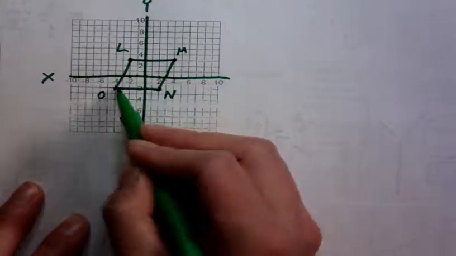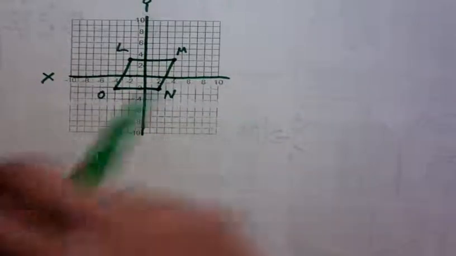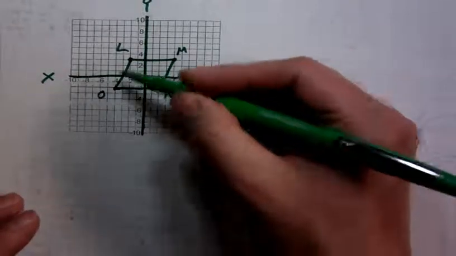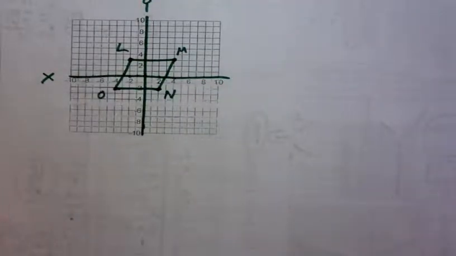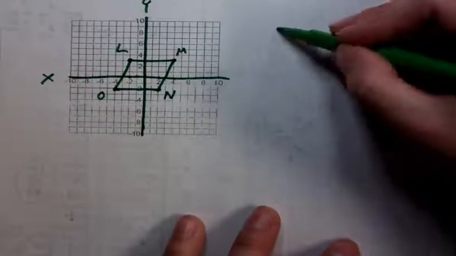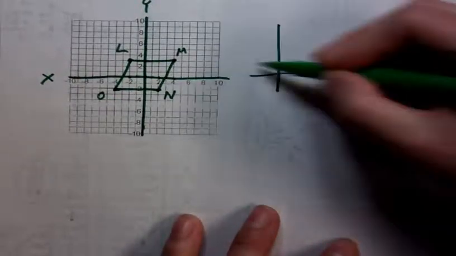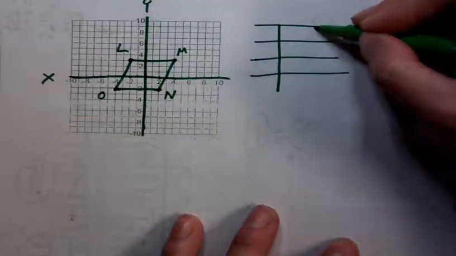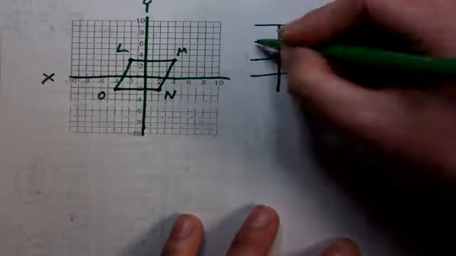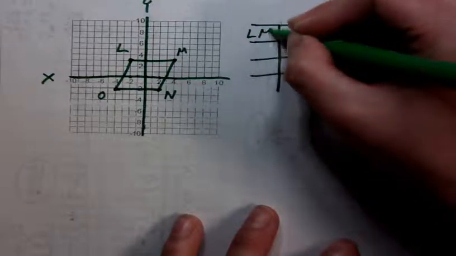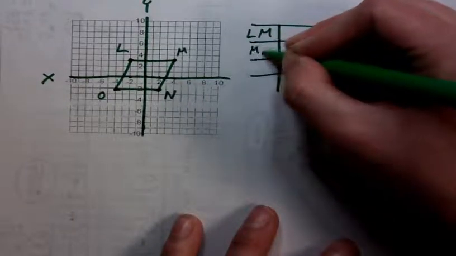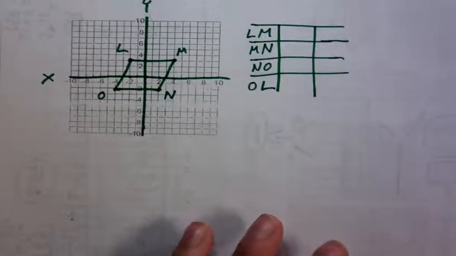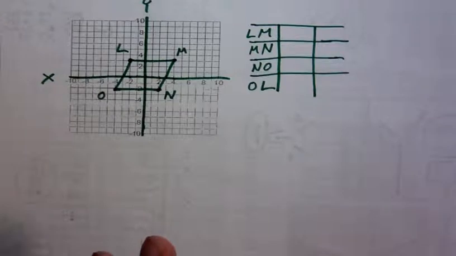Okay? So a part of your end of unit test that you're doing will be just like this, where you're given the points, you plot them out, you find slope and distance. And so to find slope and distance, I like to make myself a chart. And so I'm going to find one side is LM, one side is MN, NO, and OL.